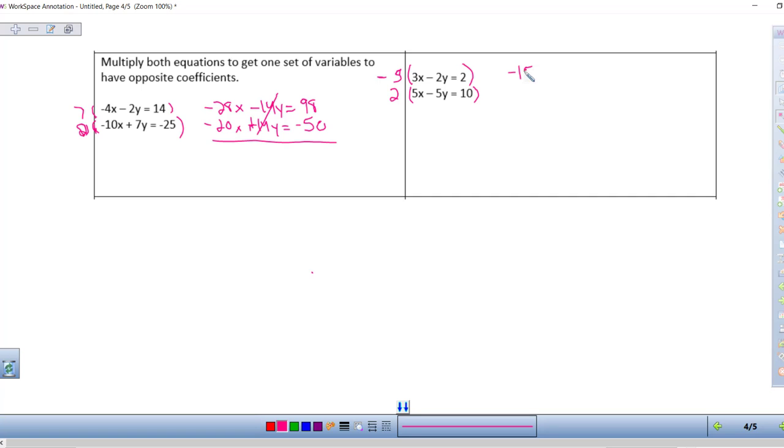We would get negative 15x plus 10y equals negative 10. Notice all of the signs change because I multiplied by a negative. The bottom will be 10x minus 10y equals 20. My y's eliminate, and again I can continue the problem. Just the beginning is a little bit different. The rest is all the same as any other elimination problem that we've done.